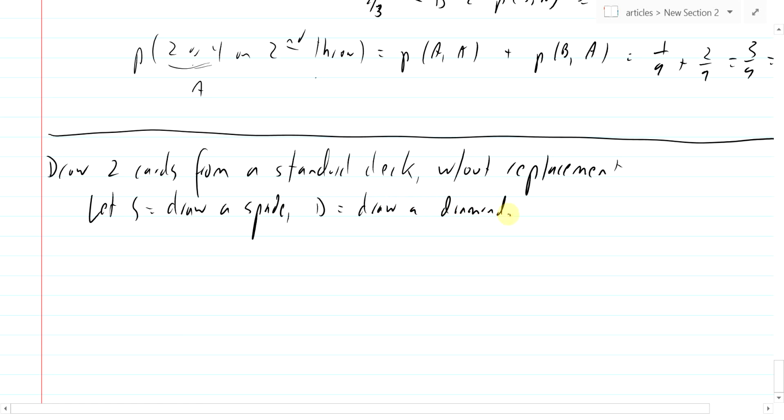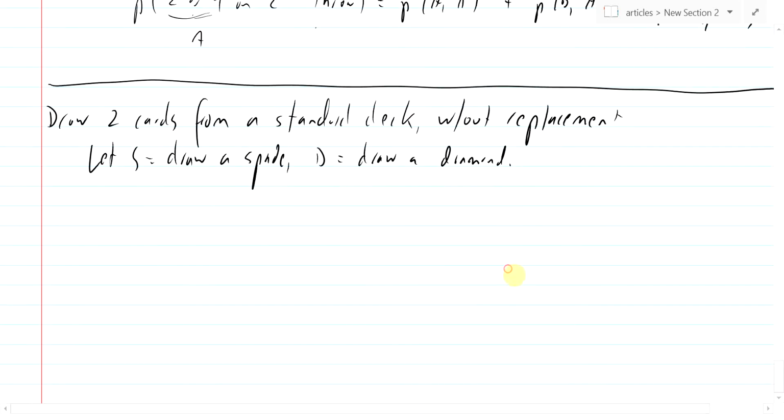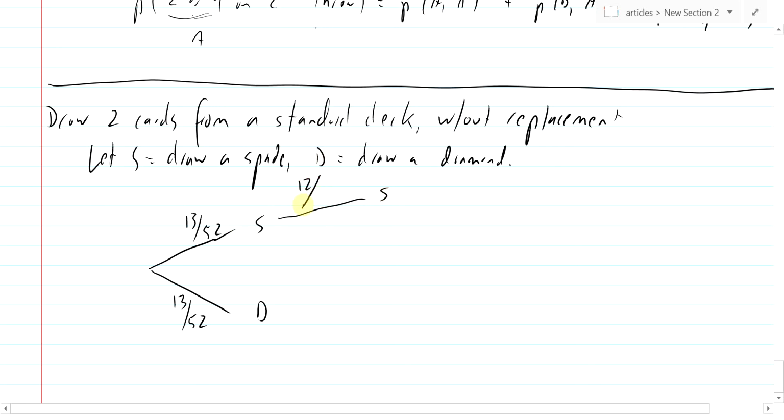Okay, so we can set up our probability tree. S, D. What's the probability of getting a spade? 13 out of 52. What's the probability of getting a diamond? 13 out of 52. Because there's 13 spades, 13 diamonds, and 52 cards. What's the probability of getting a spade on the second draw? Well, we have to be a little bit careful here because our deck has changed. We've taken one of the cards out. In fact, we took a spade out, and now we're going to draw another card. So how many spades are left in the deck? Just 12. How many cards are left in the deck? 51. So 12 over 51.